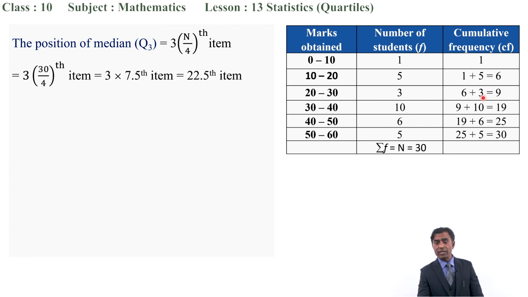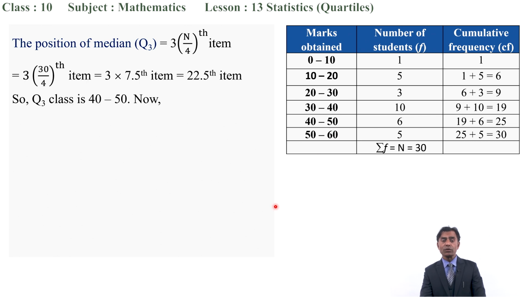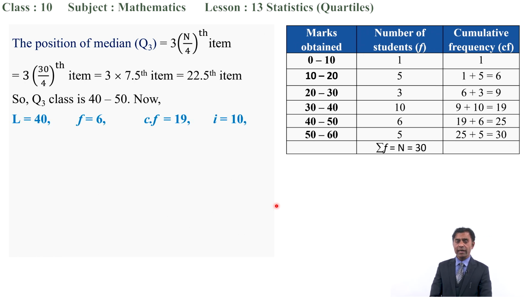So now the 22.5th item is not 19. It's more than 19 and not 25. So it lies in 40 to 50, right? So Q3 class is 40 to 50. After that, if the Q3 class is known, then how much is the Q3 value? Let's find out. It is in between 40 to 50. So L is 40 and F is 6 and CF is just preceding, 19, and I is 10.